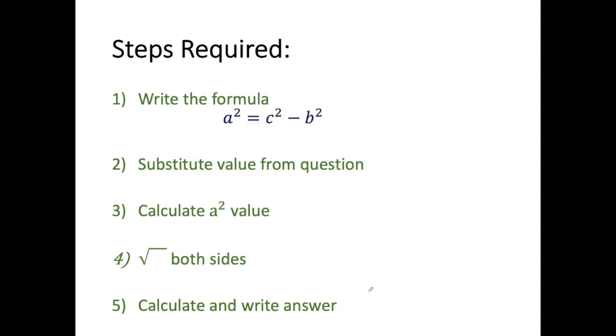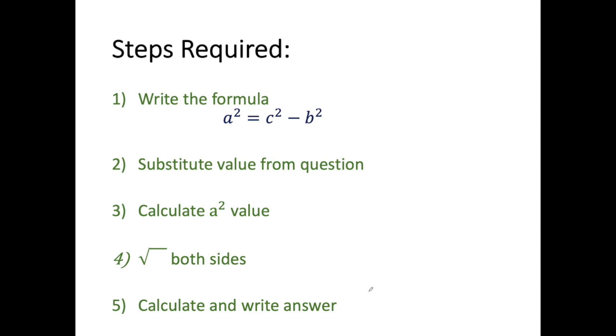So the steps to complete that calculation are the same as if we're finding the hypotenuse side. We start off with writing the formula, but this time it's going to be A squared equals C squared minus B squared. Then we're going to substitute in the values from the question. We're going to calculate our A squared value. We're going to square root both sides and calculate and write the final answer.